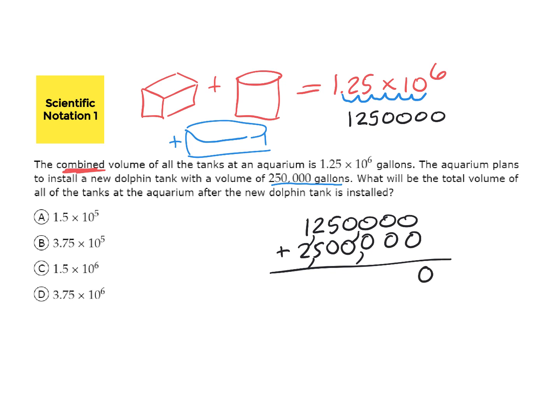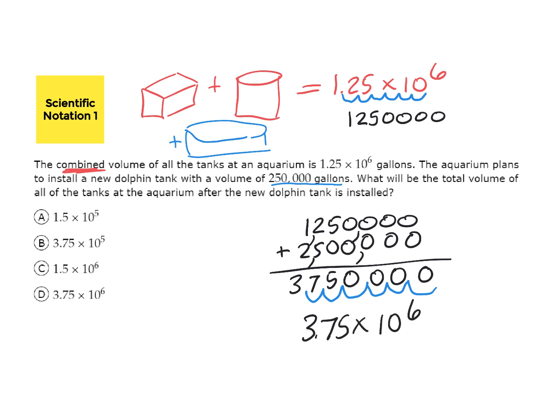So I'm adding them together. I find it easier to add it this way. You could also change things to scientific notation and do it the other way. You do notice the answer needs to be in scientific notation. For me, it's quick to bounce back: 3, 4, 5, 6. So I end up with 3.75 times 10 to the 6th. That would be choice D.